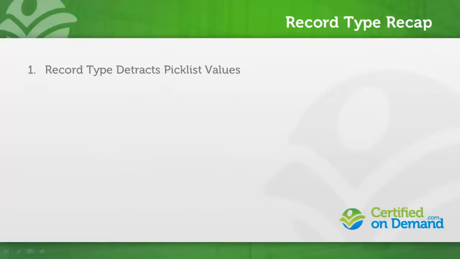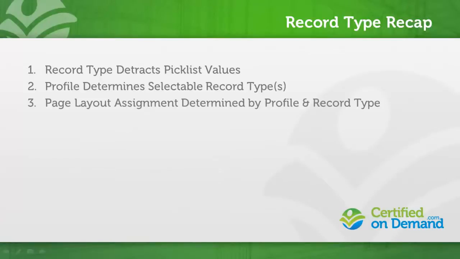So let's recap. Record types can be used to track selectable pick list values. A user's profile determines which record types they can select. The page layout that a user sees is determined by the user's profile and the record's record type.